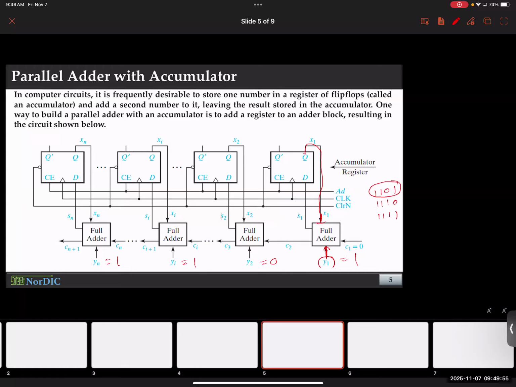1101. Once you do it, what was your carry? It is 0. What is the other X? Do you know? Like, an adder will need two inputs. How will the adder know what X is?